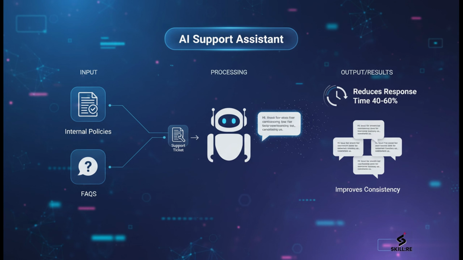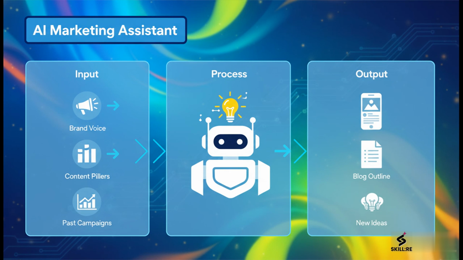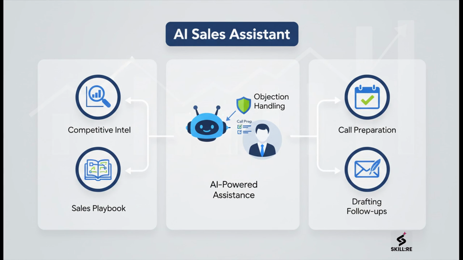It's massive. Or what about for your marketing team? You could build a GPT that knows your brand voice inside and out, knows your past successful campaigns, all of it. Your team can then just generate on-brand ideas, blog outlines, social media posts, just by having a quick chat with it. And for sales, oh man, this is an absolute game changer. A sales assistant GPT can be loaded up with all your competitive intel, your company's sales playbook. It can help your reps prep for calls, brainstorm ways to handle objections, and even draft personalized follow-up emails.